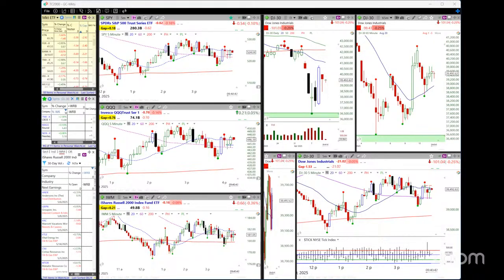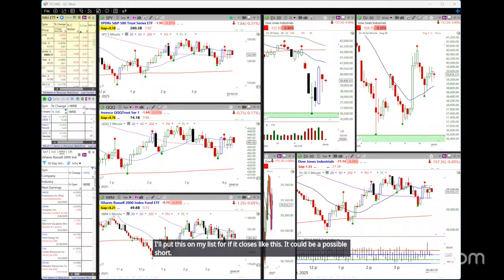EMPH. I like that one better, substantially better, Thomas, than your FHB, both the daily and the 15. I'll put this on my list. If it closes like this, it could be a possible short for Monday.